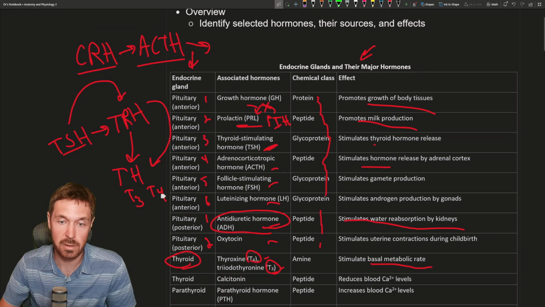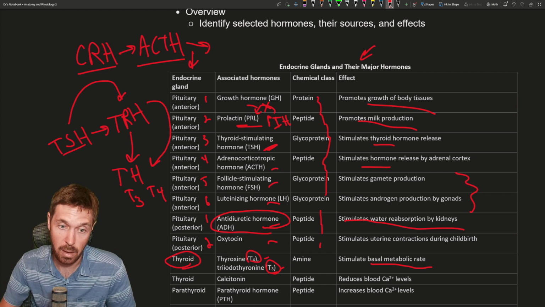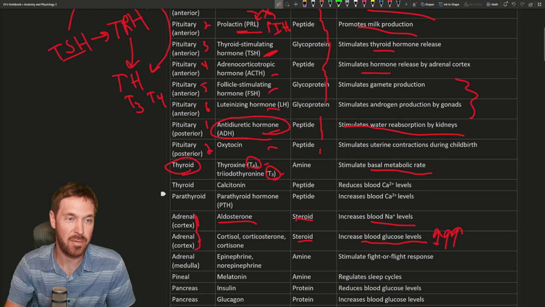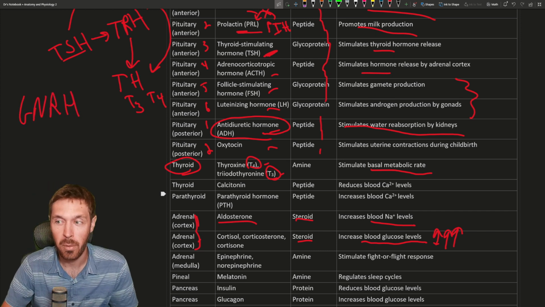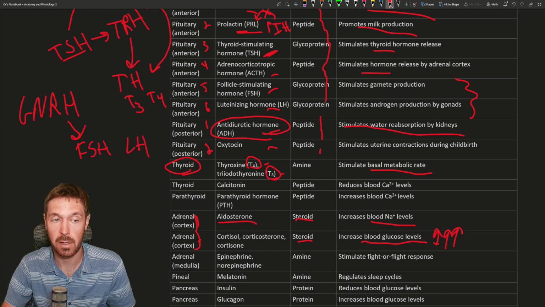So there's ACTH, there's TSH. You see they all have abbreviations too. And then we have follicle stimulating hormone and luteinizing hormone. These are released from the anterior pituitary. We have GnRH, gonadotropin releasing hormone, which is released from the hypothalamus, goes to the pituitary, and causes the release of FSH or LH. So gonadotropin releasing hormone causes the release of the gonadotropins.